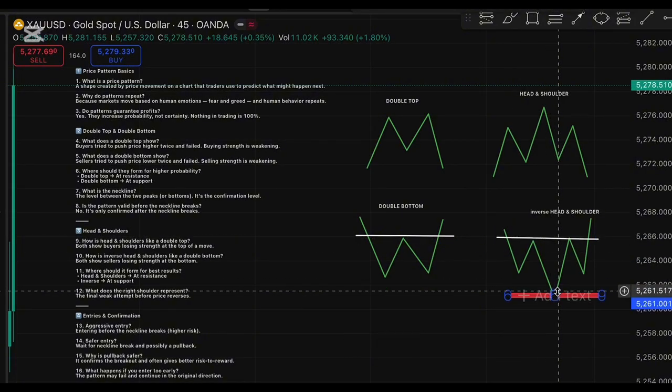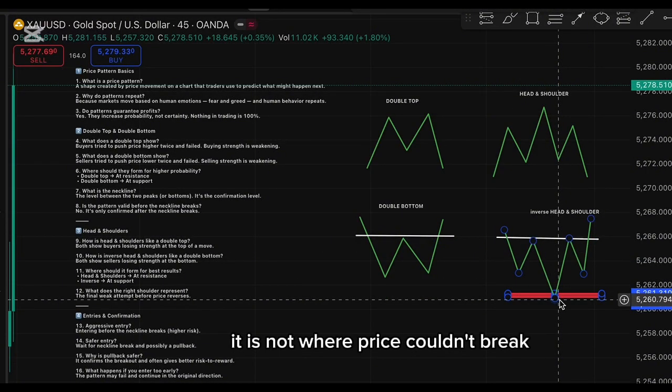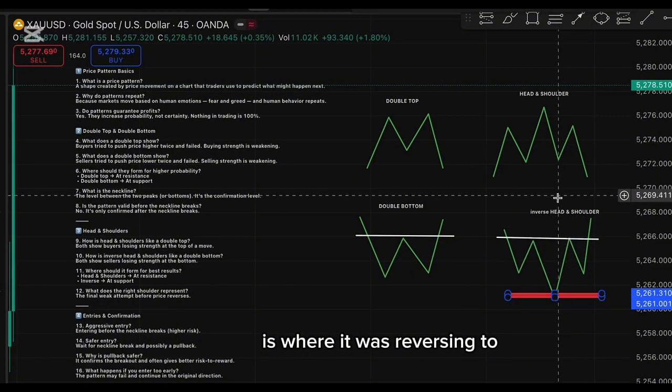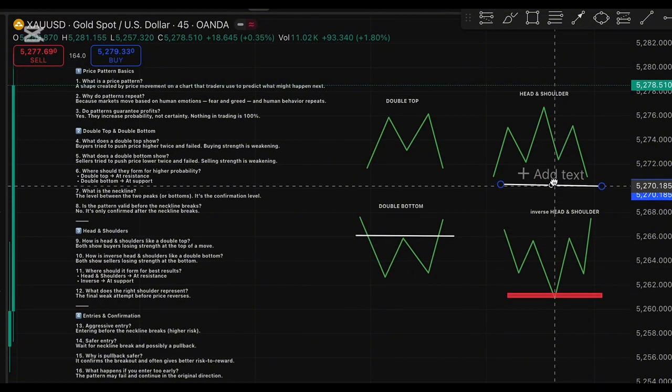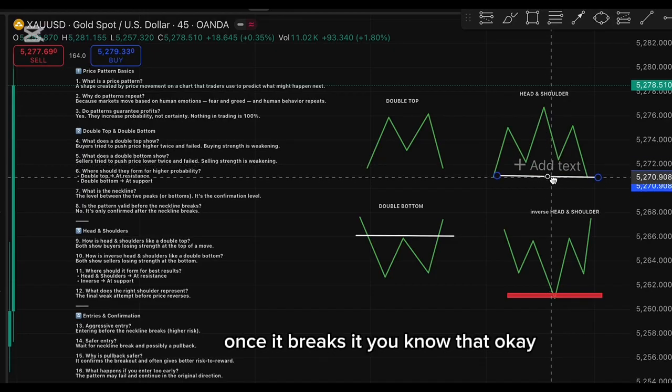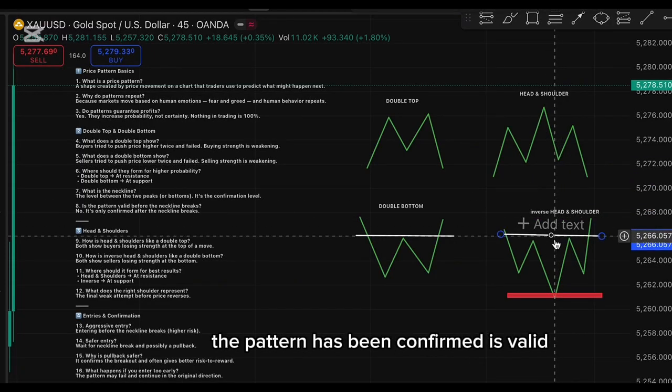It is not where price couldn't break. It's where it was reversing to. Once it breaks it, you know that okay, the pattern has been confirmed, it's valid.